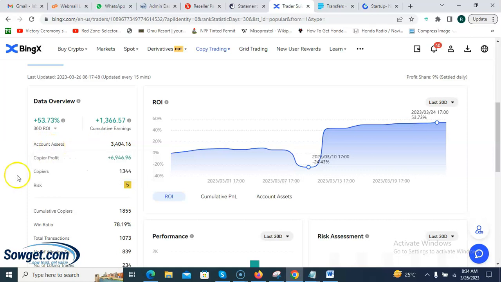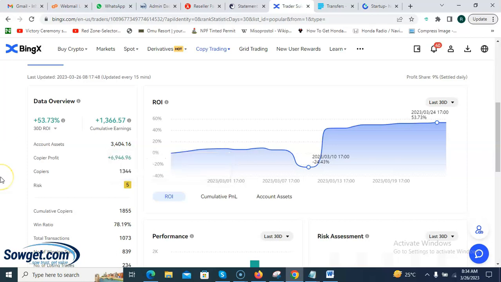You can see that this trader's account asset is 3,404, meaning this is the balance on his standard futures account, meaning that he is trading with his own money. So you can rest assured that this trader has $3,400 of his own money that he's trading with.